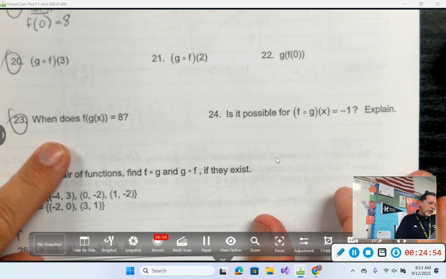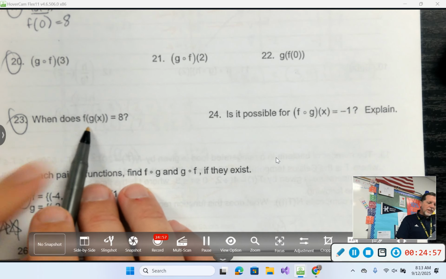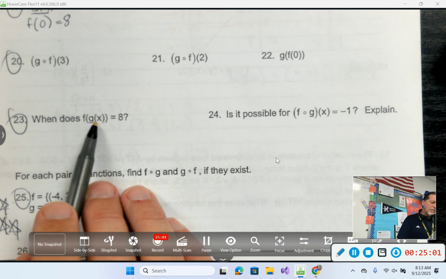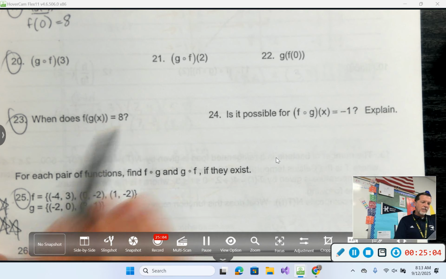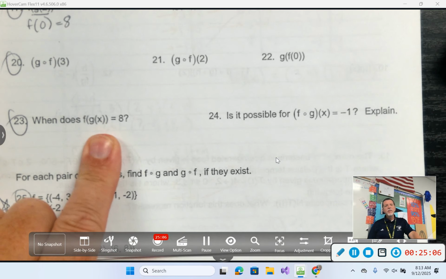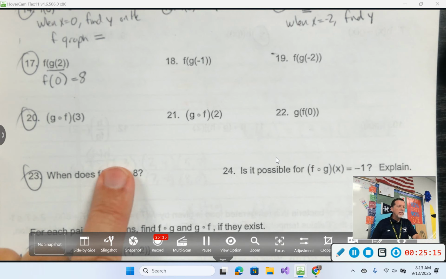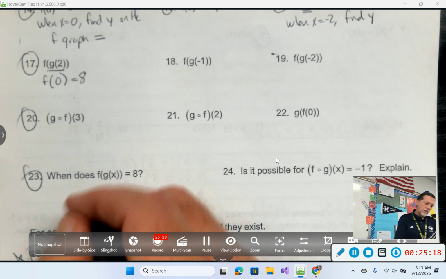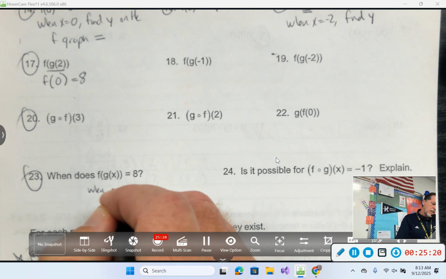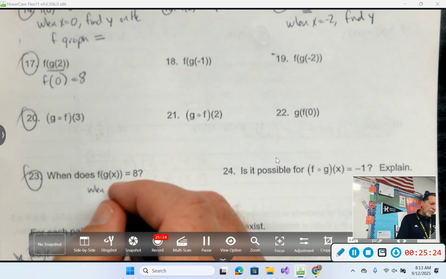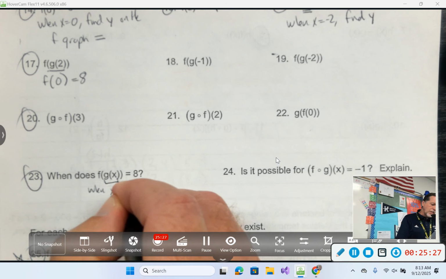Let's skip down to 23. We've got to think backwards here, so the answer is 8. When does f of g of x equal 8? So 8's a y value, but a y value from what graph? From f. So when does f equal 8? When x equals 0. I like that. So that means g of x has got to be 0 for that to work.